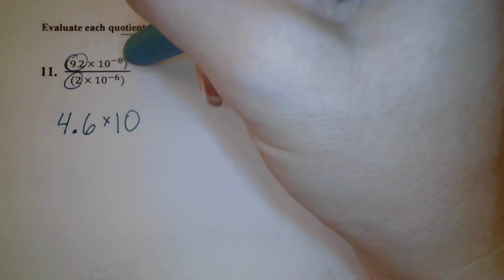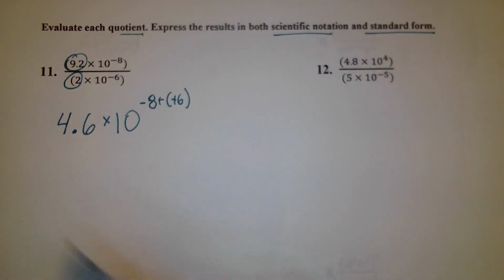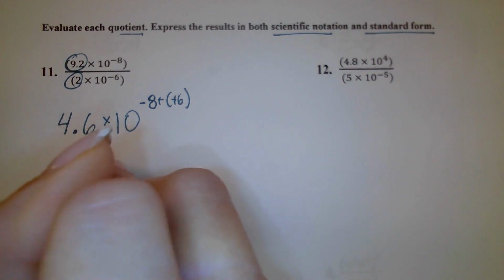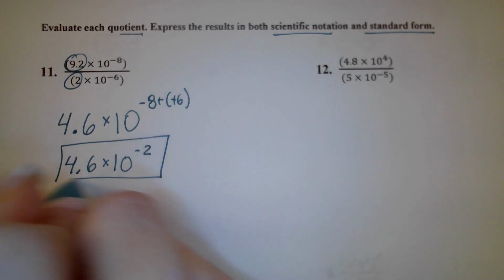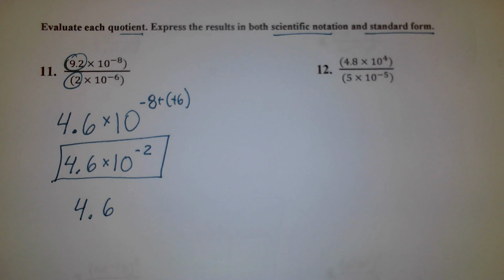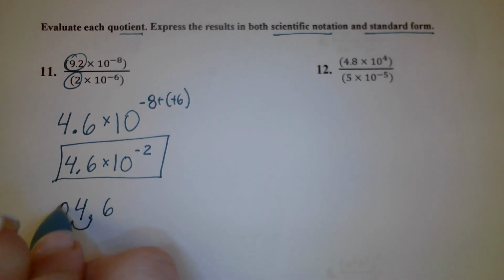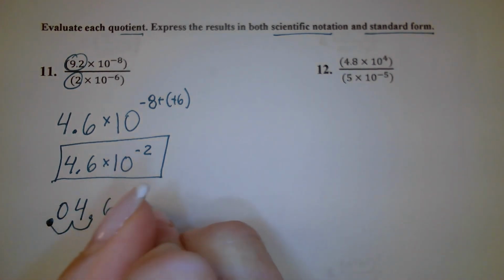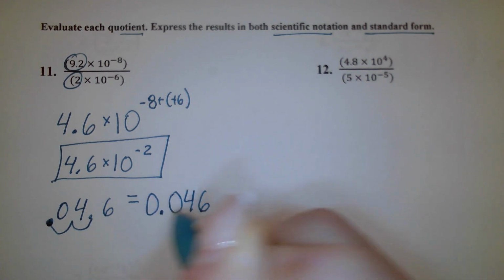And then I remember when I'm dividing, I'm going to subtract my exponents. So -8 minus -6, that cancels out. And we get 4.6 times 10 to the -2nd power. There's my scientific notation. So for standard form, the negative exponent tells me to move to the left 2 places and fill in the gap with a 0. So the standard form is 0.046.